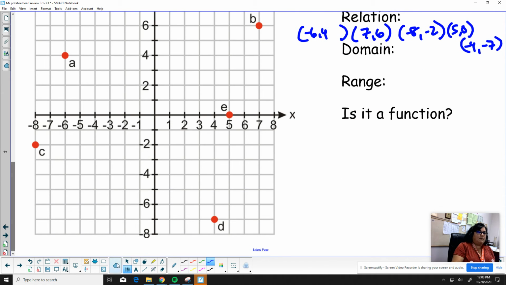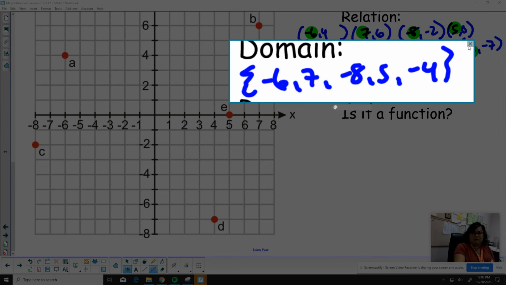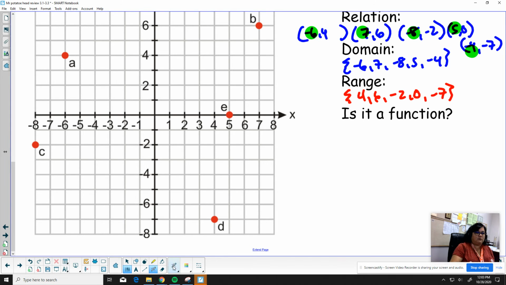Remember, your domain are all your x's, your front numbers. The book often puts them in numerical order, but regardless, it doesn't matter if you do that or not. Then the range are the ones that I didn't highlight. The second ones are the y's, so 4, 6, negative 2, 0, and negative 7. And then to decide if it's a function, again, I look at the domain, and if all the domains are different, which they all are different numbers, then yes, this is a function.